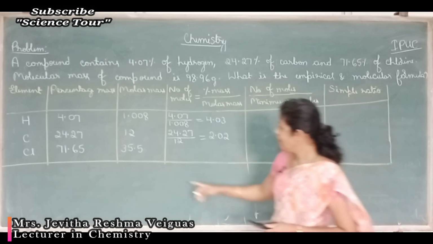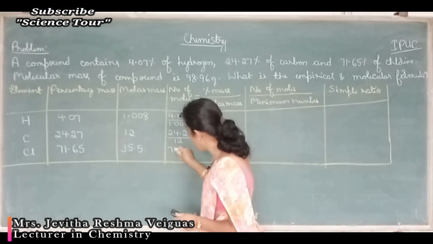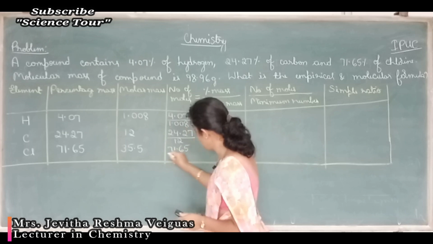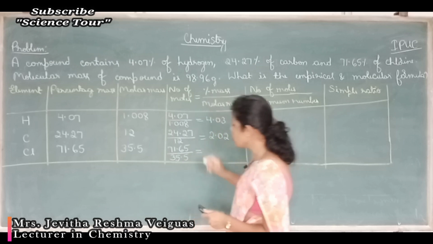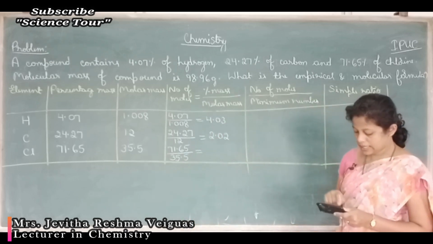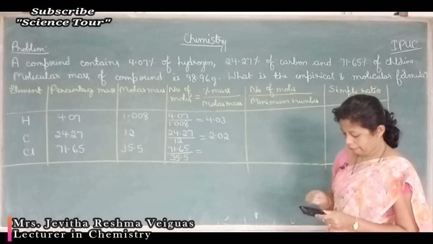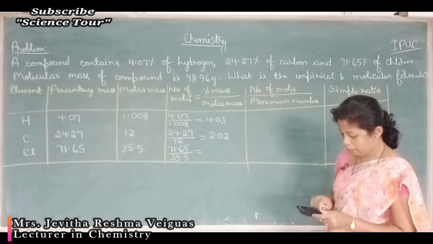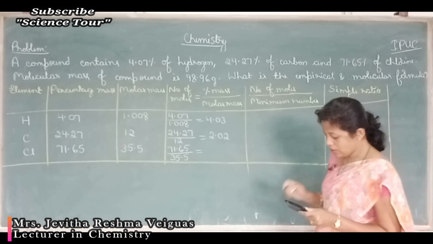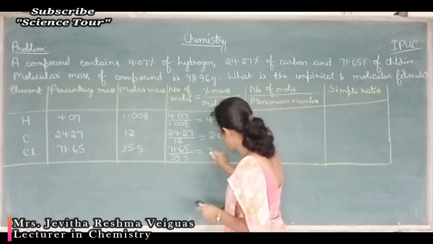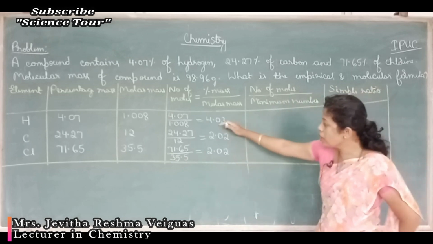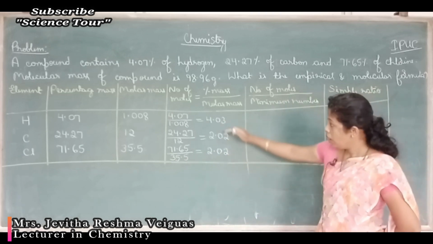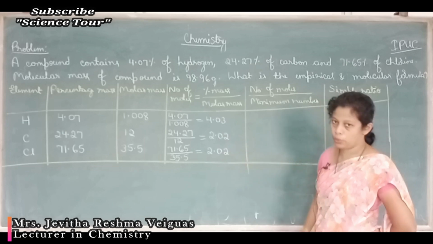Next divide 71.65 by 35.5. This is also approximately equal to 2. Exactly, if we calculate, we have to divide 71.65 by 35.5. The answer we get is 2.018, which means 2.02. So these are the number of moles obtained for hydrogen, carbon and chlorine.